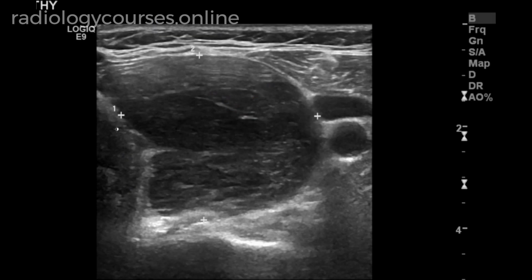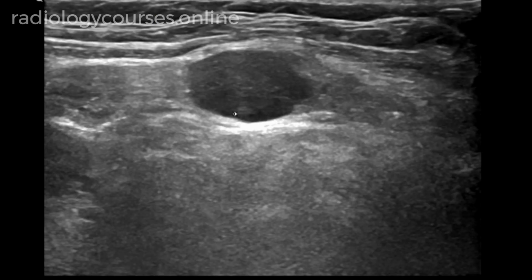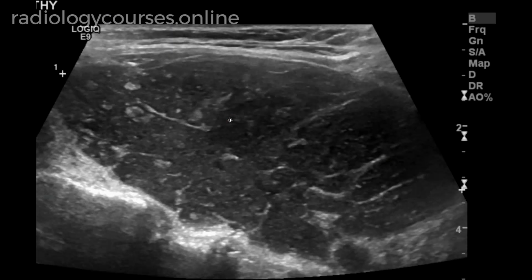So one of the differentials to consider in diffuse enlargement of the thyroid gland with heterogeneous hypoechogenicity, not typical of a thyroid nodule, is thyroid lymphoma. We need to consider it in the differential, although it is rare.